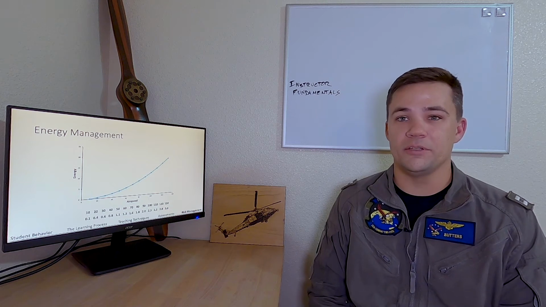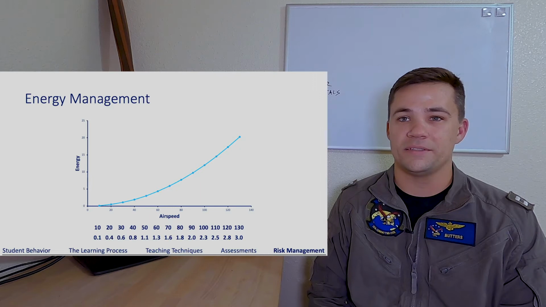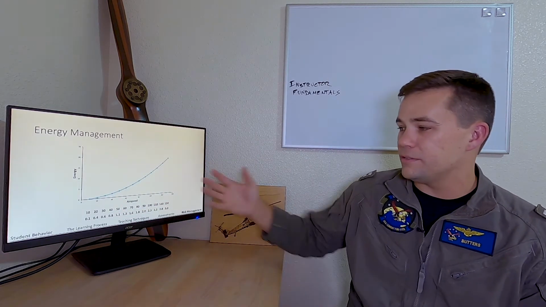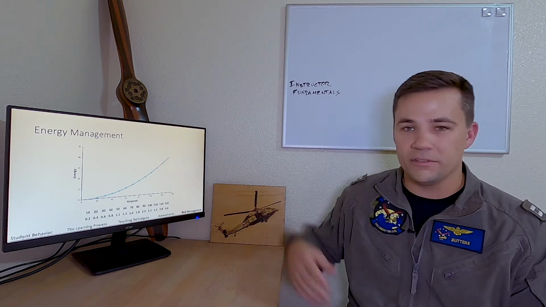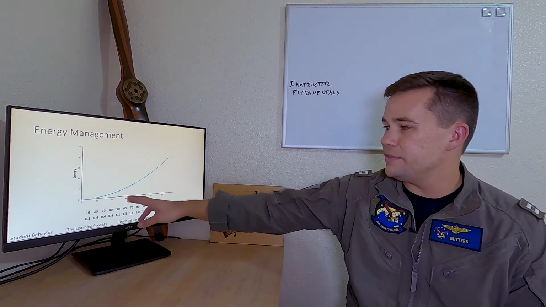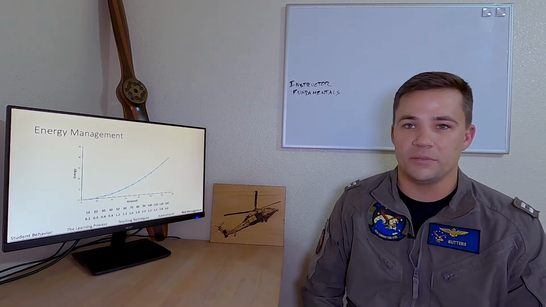The reason it's not available is because energy functions as a square of airspeed. It's not linear. As you can see, this is an actual chart. It's unitless in this case because the unit's not important, but this is calculated for a roughly 20,000 pound H-60, and you can see as the airspeed increases, the amount of energy increases geometrically.